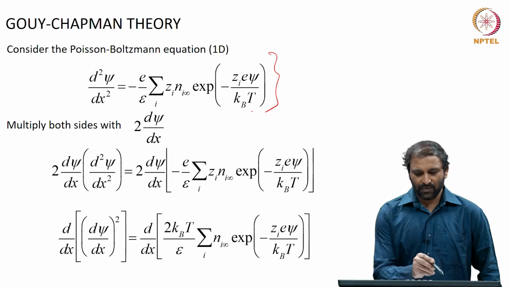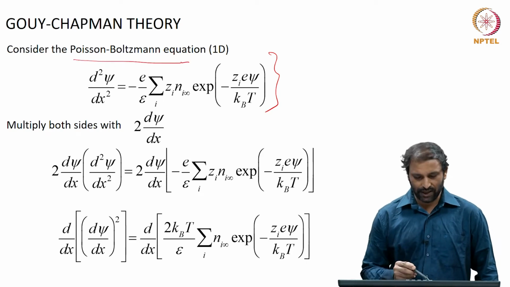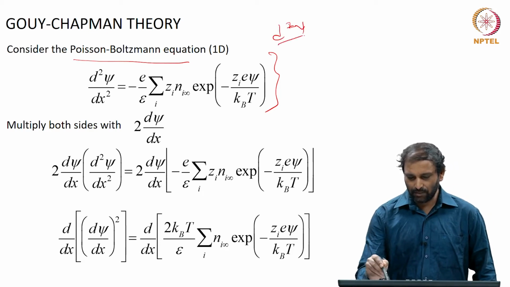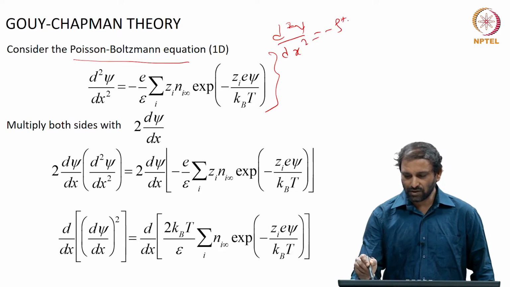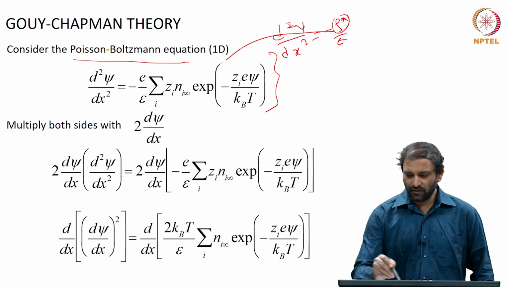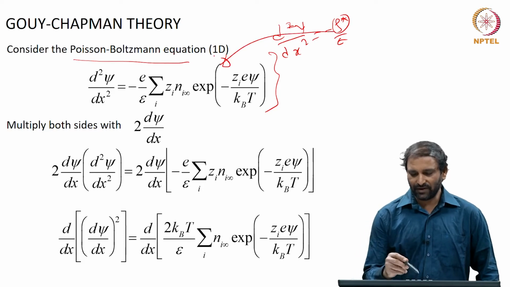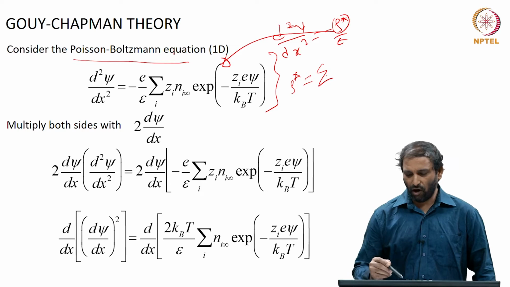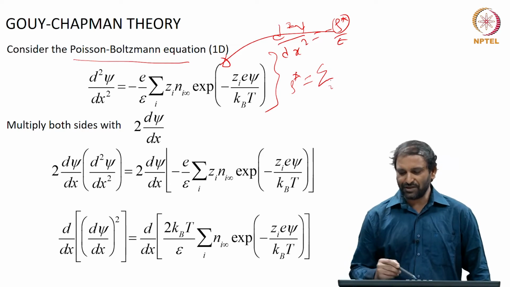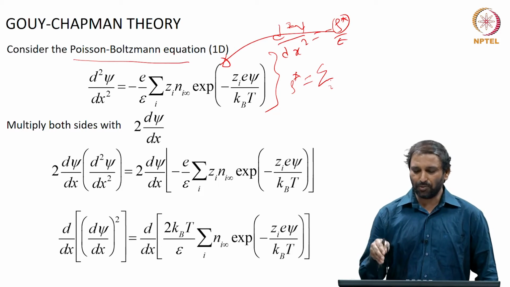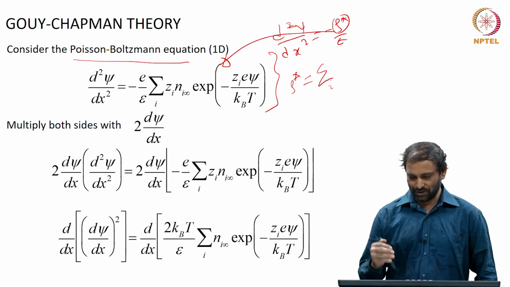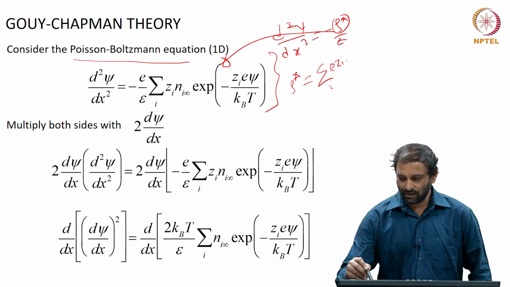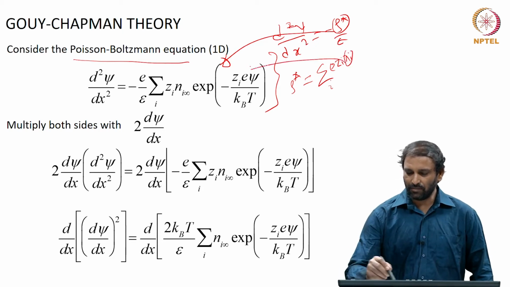Again we will start with the Poisson-Boltzmann equation, one dimensional case, and if you remember, we had d square psi by dx square is equal to minus rho star divided by epsilon. Instead of rho star, we have used the Boltzmann factor, and then we have written an expression for rho star, which essentially is a summation over all the species in the solution. I would have to sum up the contribution from all the ions that I have in the solution, which is essentially e times Zi times Ni, with Ni being given by the Boltzmann factor.